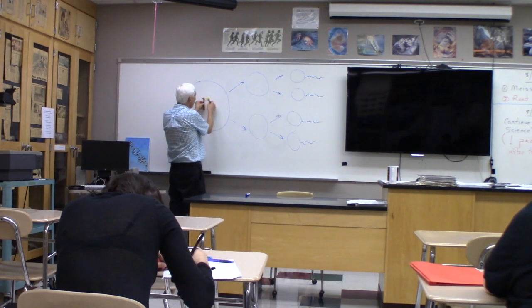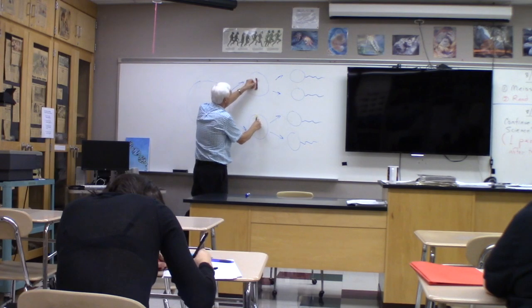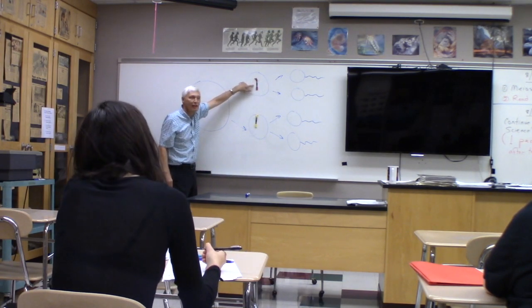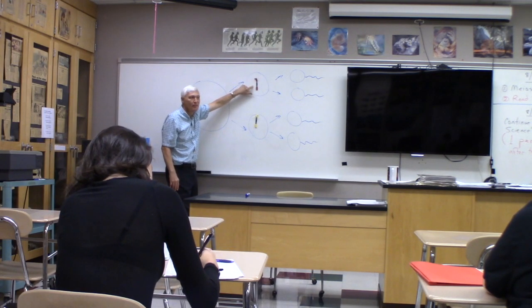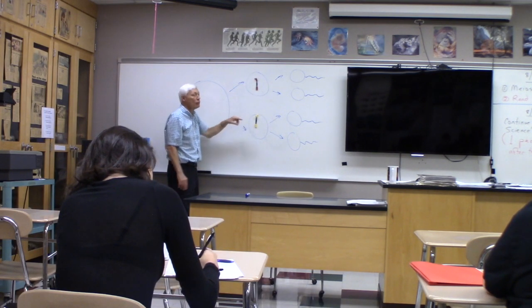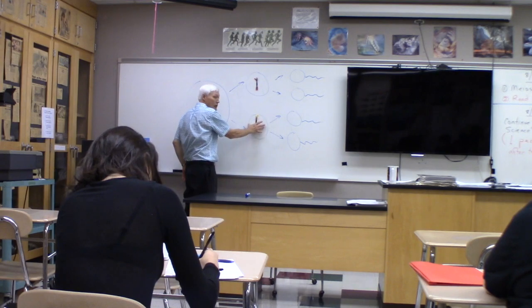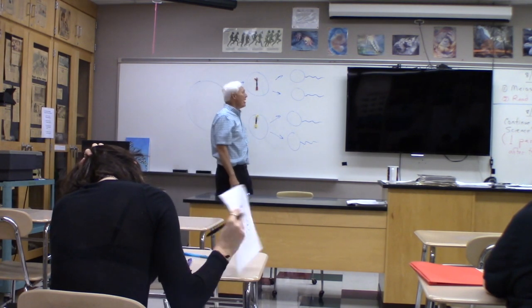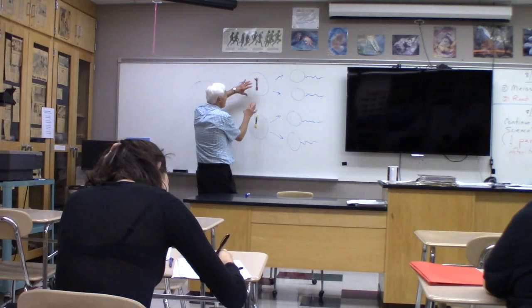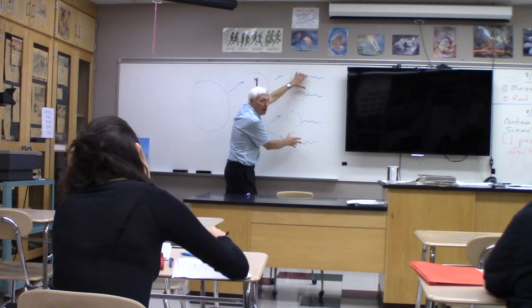And then when they do the first meiosis division, how many chromosomes do you see in this cell? 1. We've reduced the number in half already, see? 1, 1. In real life, 23, 23. Anybody want to take a guess as to what's going to happen to the chromosomes as we go from here to here?